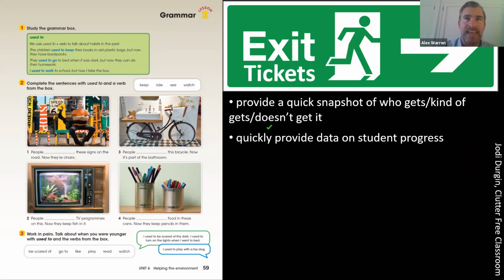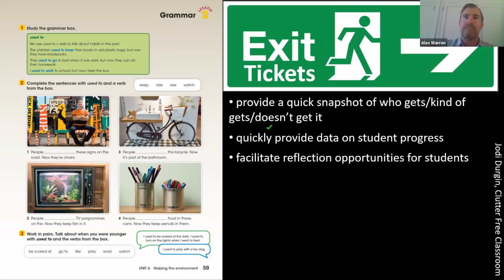It provides me data on student progress. It facilitates reflection opportunities for learners. And this is really important. You know, if they are given responsibility for their own learning, it empowers them. It makes them think, well, how well have I understood used to? How well can I use used to? It gives them that responsibility. It gives them agency. It makes them accountable for their learning.